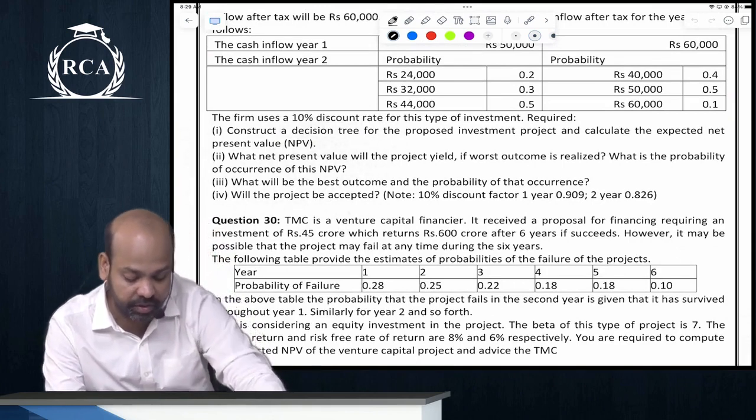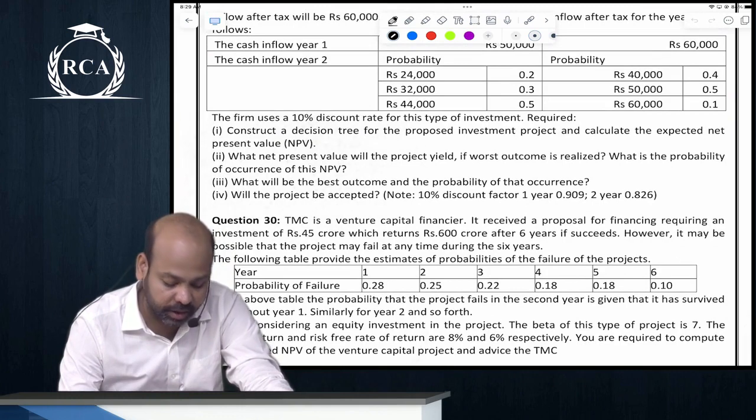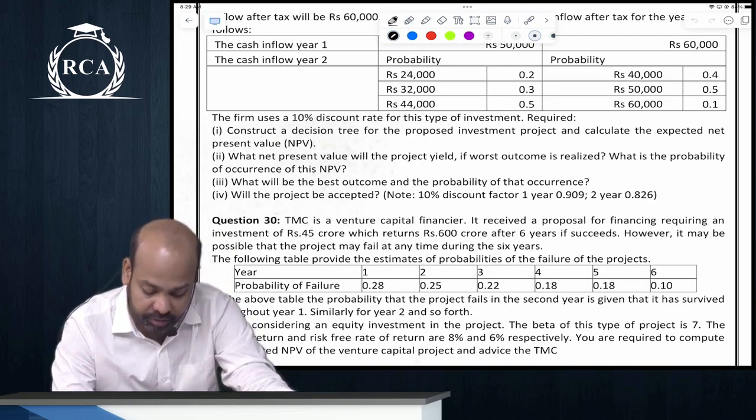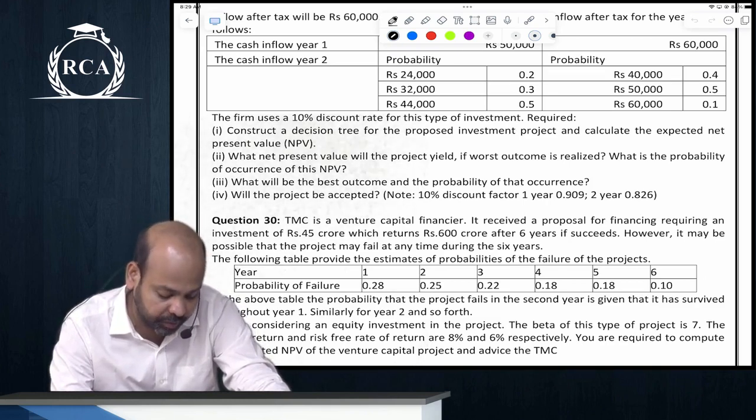Construct a decision tree for the proposed investment project and calculate the expected NPV. What NPV will the project yield if the worst outcome is realized? What is the probability of the occurrence of this? What is the best outcome? Will the project be accepted?